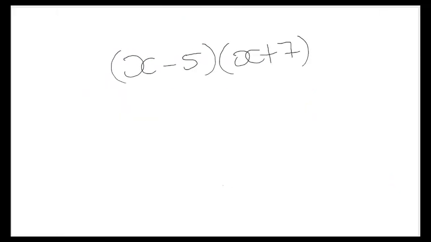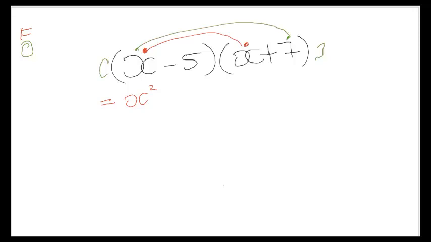x minus 5 times x plus 7. I start with F in FOIL. So first I've got x there, and first is x there. x times x gives me x squared. Next I'm going to do outer. So here's my ears. So that means 7 is on the outer, and here's my ear, x is on the outer. So x times 7 gives me positive 7x. Got a positive sign there.